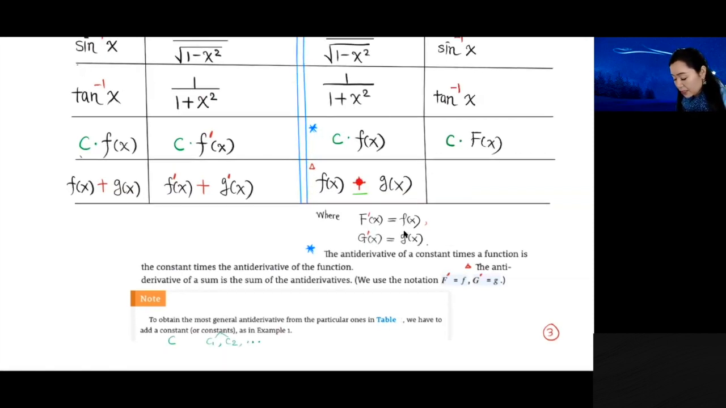And when you have the sum and difference, either sum or difference, so suppose this is minus. When you differentiate the sum or difference of functions, it is the sum or difference of the derivatives. So when you find the antiderivative of the sum or difference of these two functions, you will just have the sum or difference of the two antiderivatives. Over here, I use the capital F for the antiderivative of small f, capital G for the antiderivative of small g. Okay, and don't forget the plus constant.